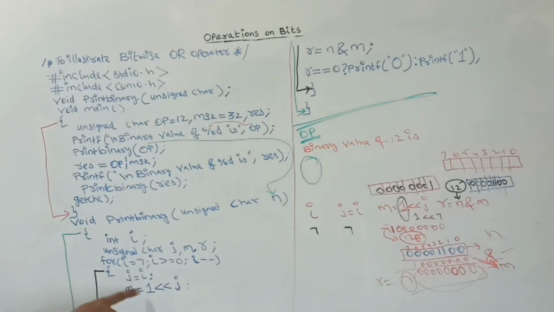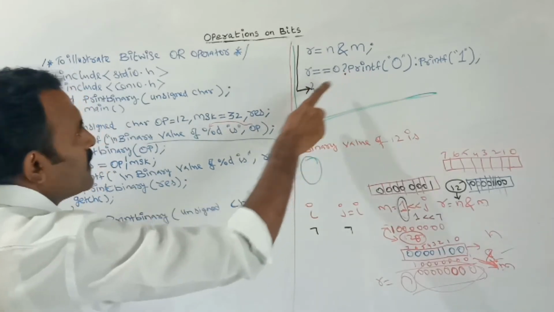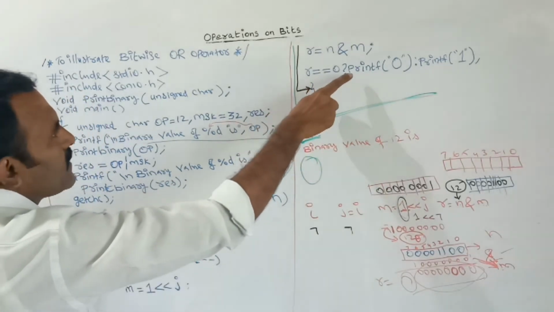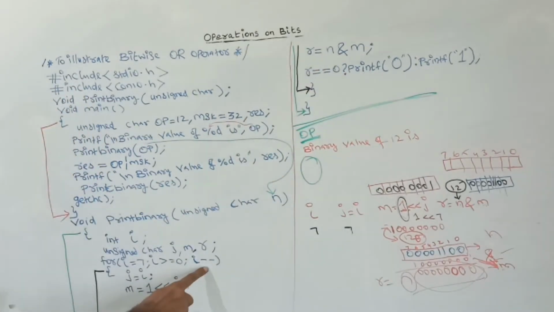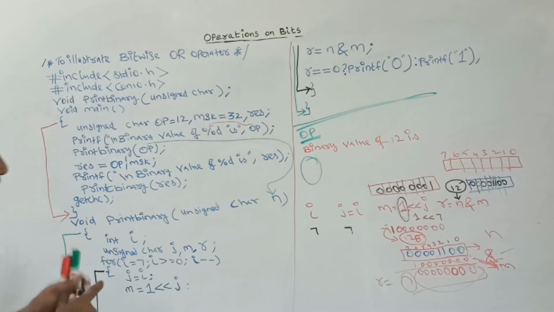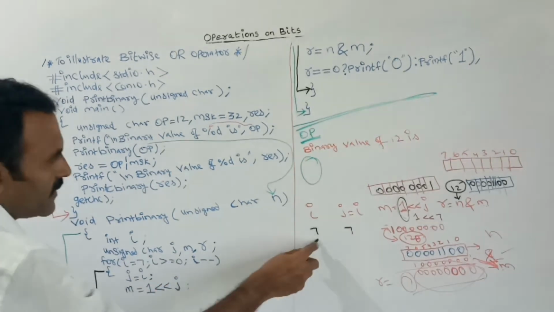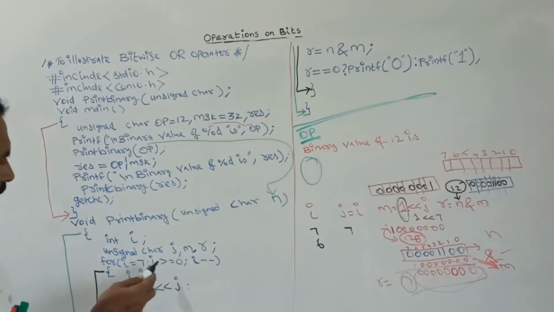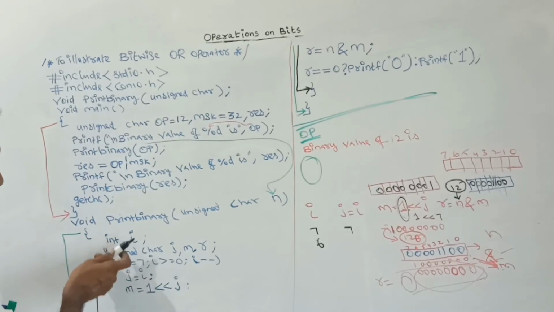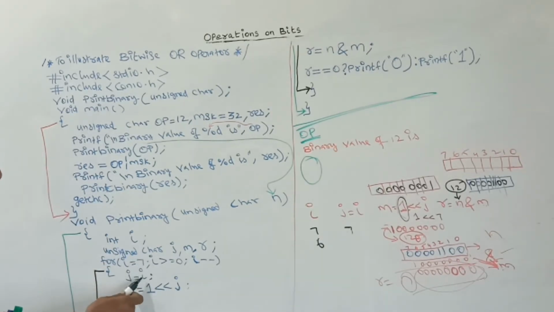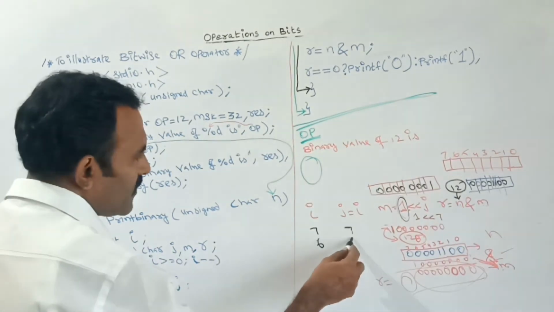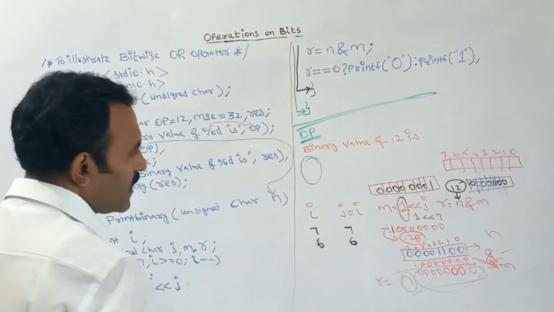Next, after printing, inside this for loop, I will be decremented. Next it will check the condition. What is the value of I now? After decrementing, the I value will become 6. The condition is true, so again it will come inside this for loop. Here I am telling j is equal to I, so the value of j will become 6.